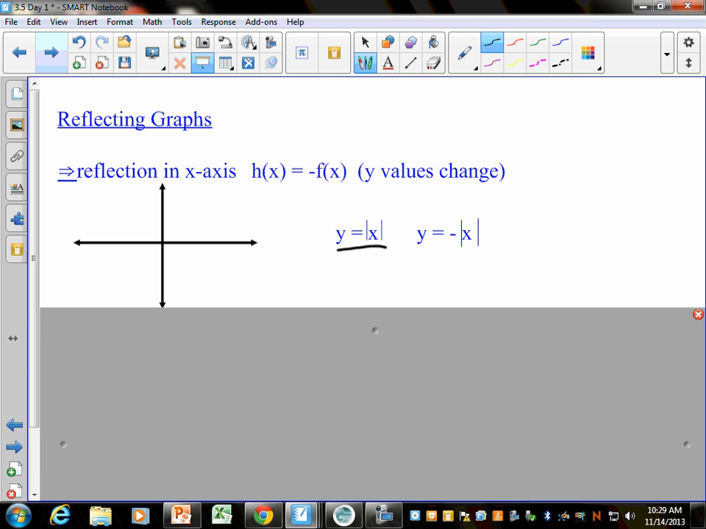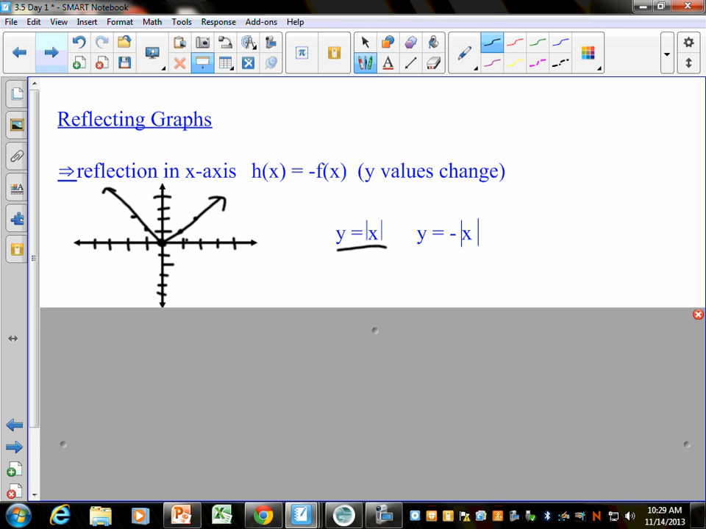So if I graph absolute value, if you plug in 0, you get 0. If you plug in 1, you get 1. If you plug in 2, you get 2. Plug in negative 1 and negative 2, you get the same thing, which means it's not a parabola shape, it's straight lines, the V-shaped graph. That's the original graph, or I call it the parent graph.